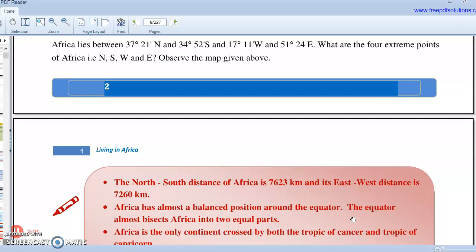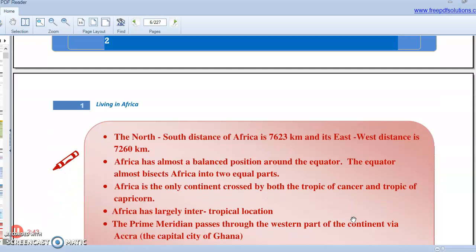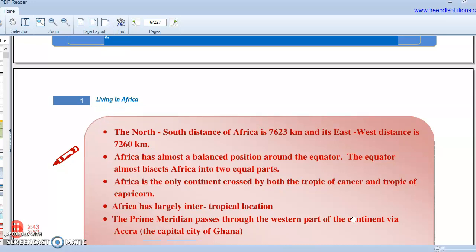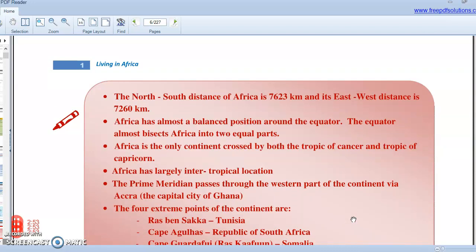The Tropic of Cancer is found north of the equator and the Tropic of Capricorn is found south of the equator. Africa has largely intertropical location. This means much of Africa is found within the tropics. The prime meridian passes through the western part of the continent via Accra, which is the capital city of Ghana, and it's found in Western Africa. We'll be discussing the capital city of Ghana in detail later on in this video.